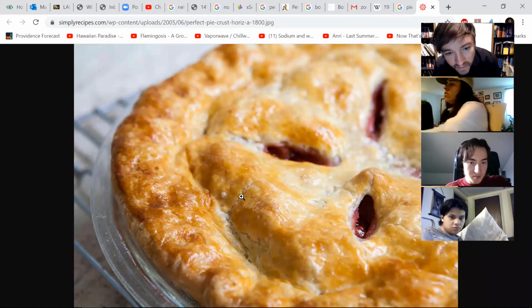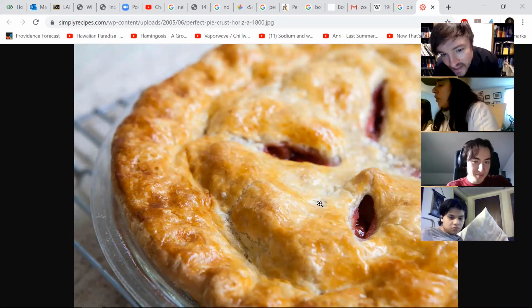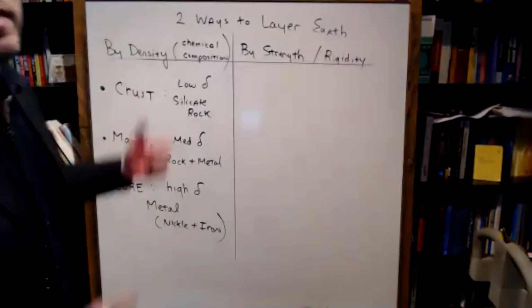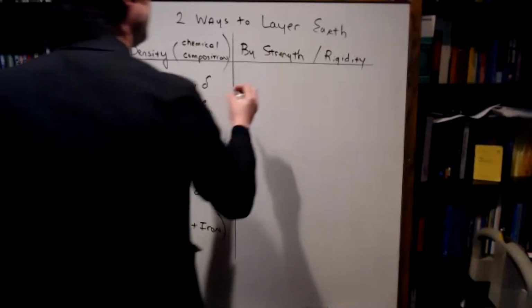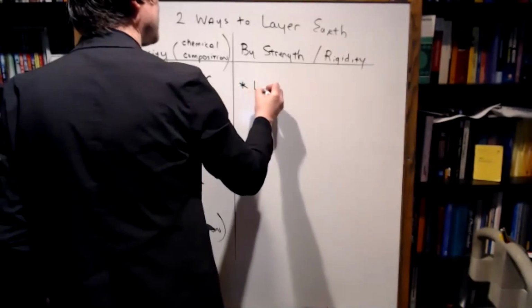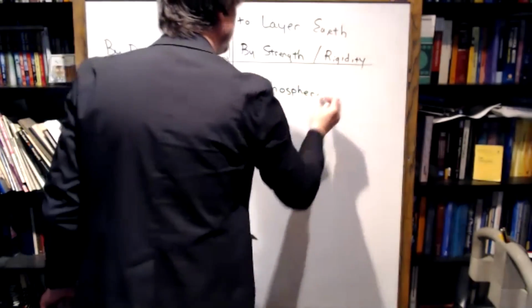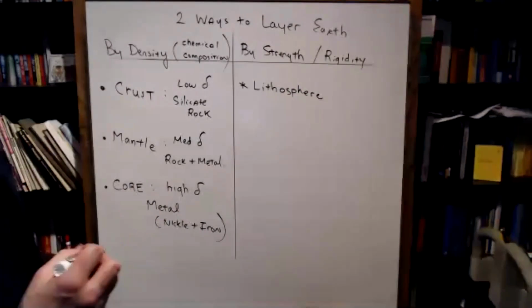The lithosphere is a layer not defined by density, but by whether it's a frozen, brittle, crispy outer layer. So if you think of planetary crust as pie crust, you're actually thinking of our new vocabulary term for the day, and that's the lithosphere. This is your $10 vocabulary word.